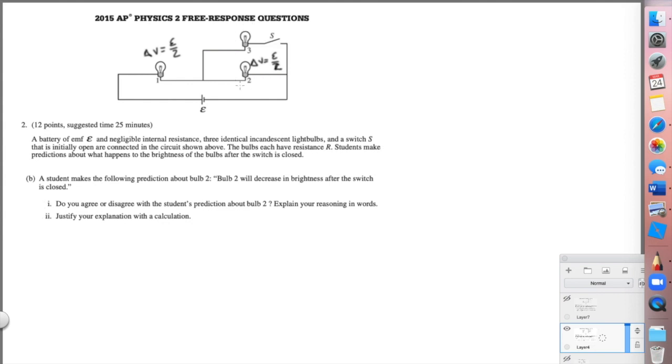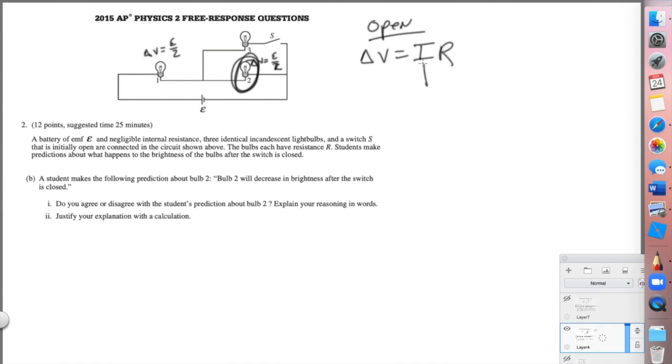Okay, so let's look at switch open. Focusing on bulb number 2, we're going to focus our calculation on bulb number 2 here. Switch is open, let's use Ohm's law. So the voltage across bulb number 2 is going to be the current multiplied by the resistance.